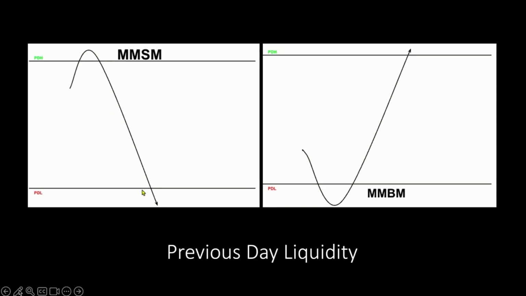towards previous day low. If bullish, we're looking for a run on the previous day low. Smart money reversal will occur below there. Boom, buy side delivery towards the previous day high within a market maker buy model.